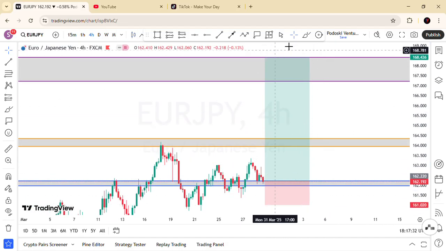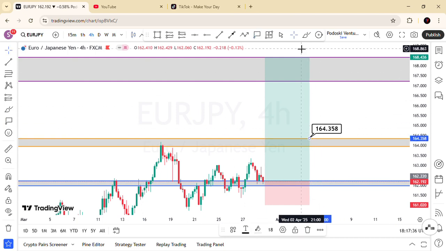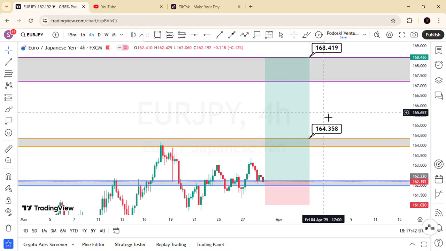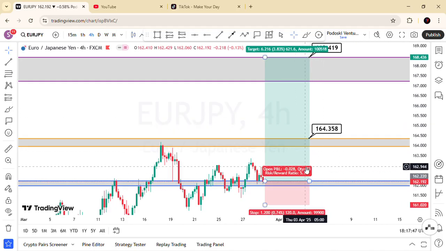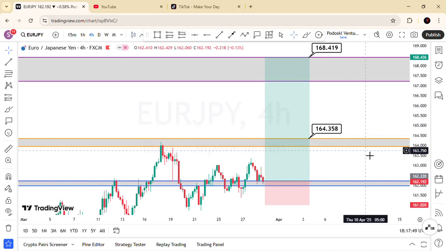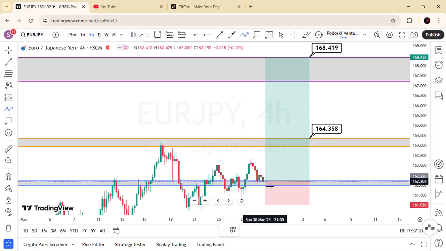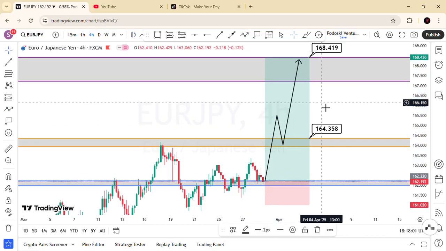So here will be our first target, and our second target will also be here. If price gives us 1:3 RR, then we move stop loss to break even. Then we hold a risk-free trade all the way to the final target. So this is the setup on EURJPY.